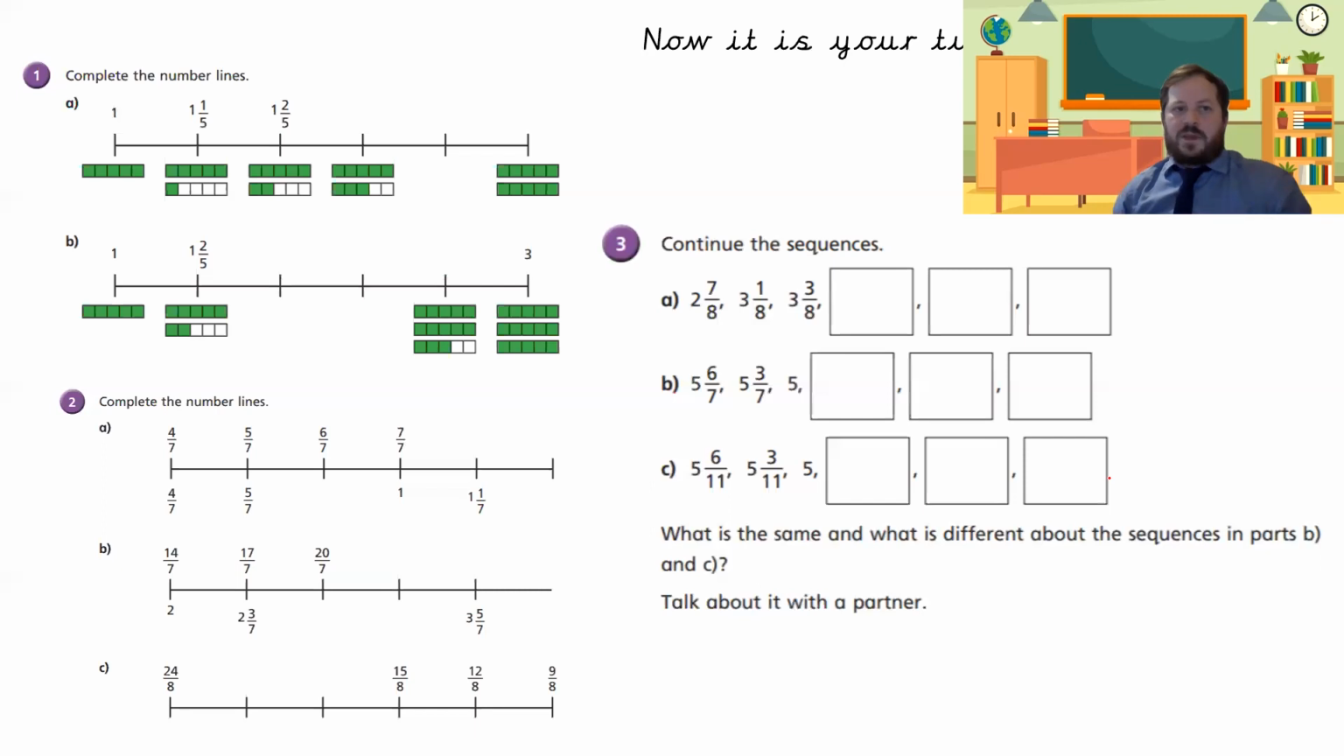So now it's your turn. Have a go at these questions. You can use pictorial representations to help you if you like. Remember, find the rule and continue. Pause now and have a go.